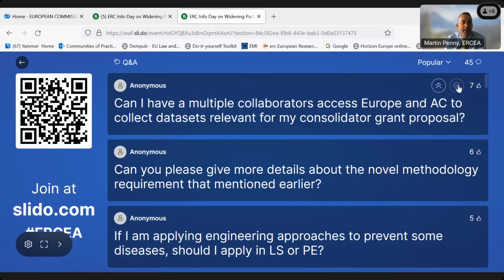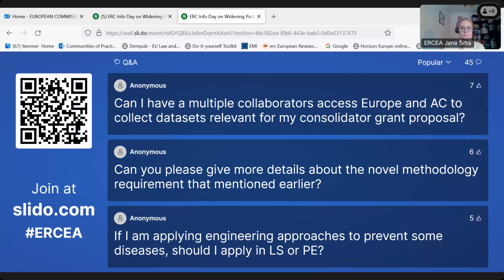Thanks, very clear. Can I come then to Jana? Can I have multiple collaborators across Europe and the associated countries to collect data sets relevant for my consolidated grant proposal? Yes, of course.